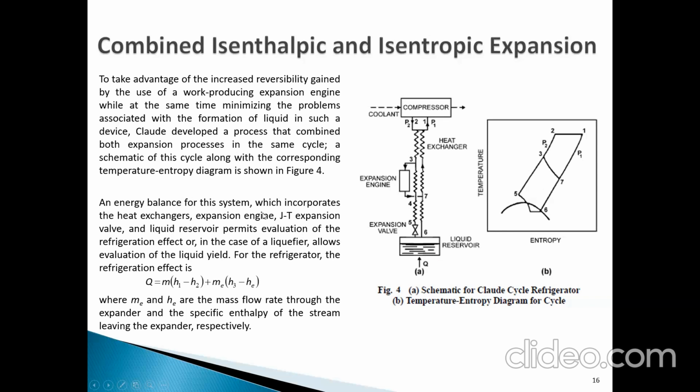An energy balance for this system, which incorporates the heat exchanger, the expansion engine, the expansion valve, and liquid reservoir, permits evaluation of the refrigerating effect or, in the case of a liquefier, allows evaluation of the liquid yield. Yield is yung Y. For the refrigerator, the refrigerating effect is Q is equal to m times (h1 minus h2) plus me times (h3 minus he), where me and he are the mass flow rate through the expander and the specific enthalpy of the stream leaving the expander.